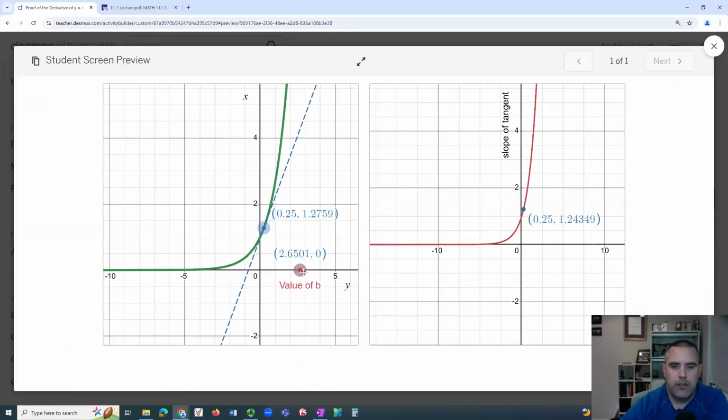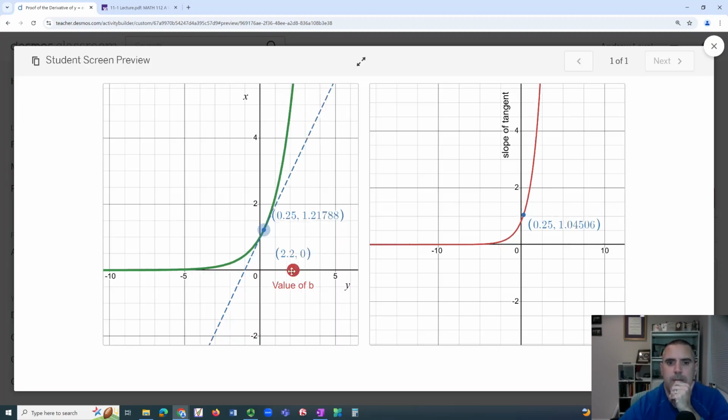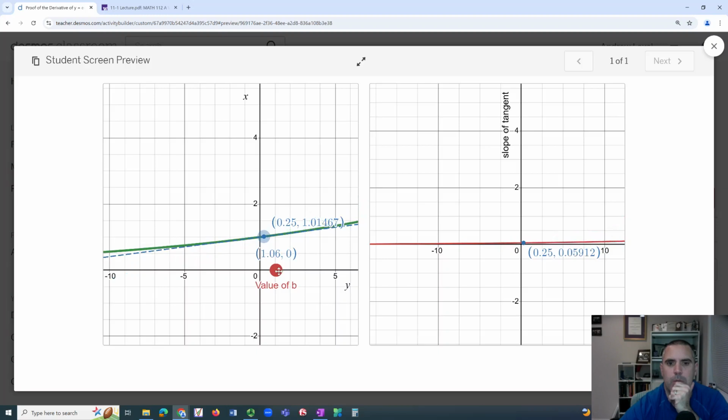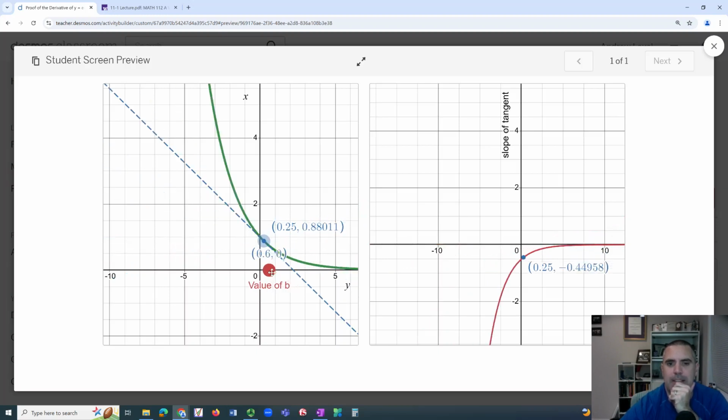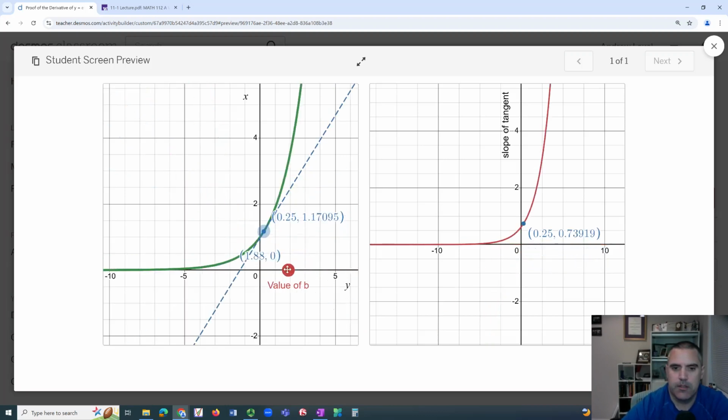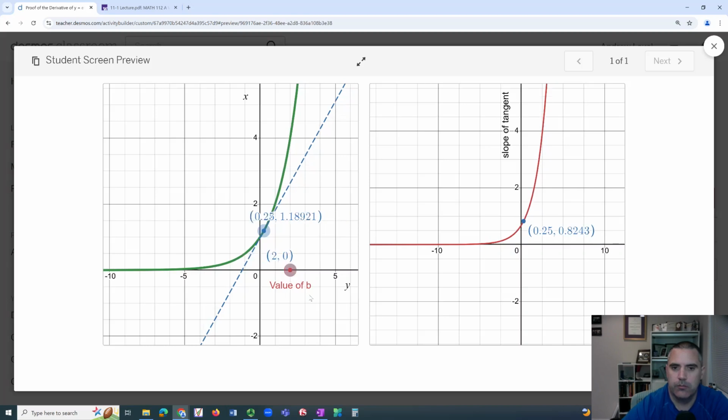So here on the left, you can see b to the x. B is the base. So right, like if I make b 1, it's just a line. You can even make it negative. And I've drawn the tangent line, and over here I've drawn the derivative, which gives the slope. Okay, so let's look at a positive value of b, like b is 2. So this is b to the x. The value would be 1.189.